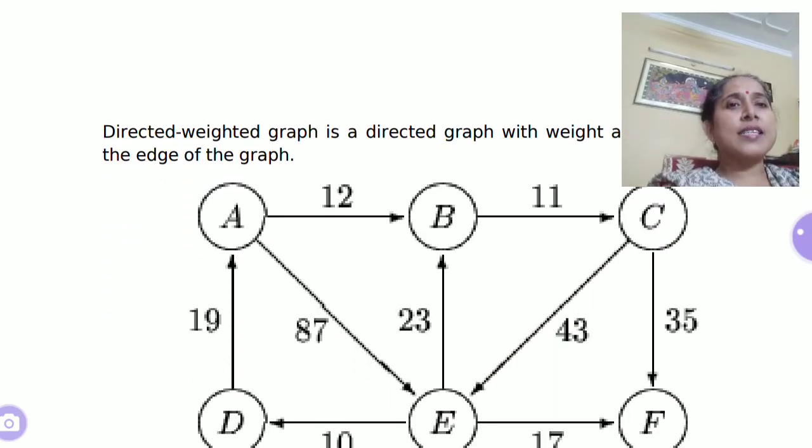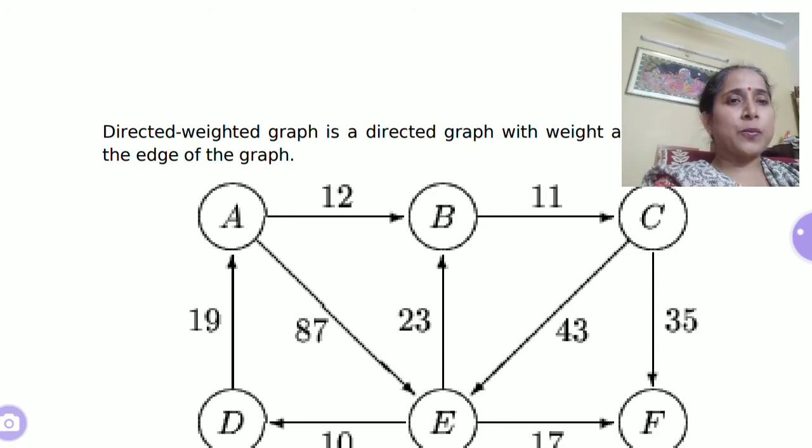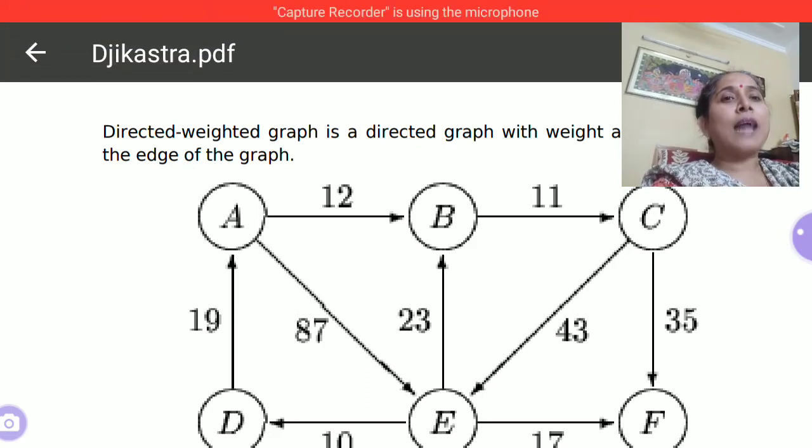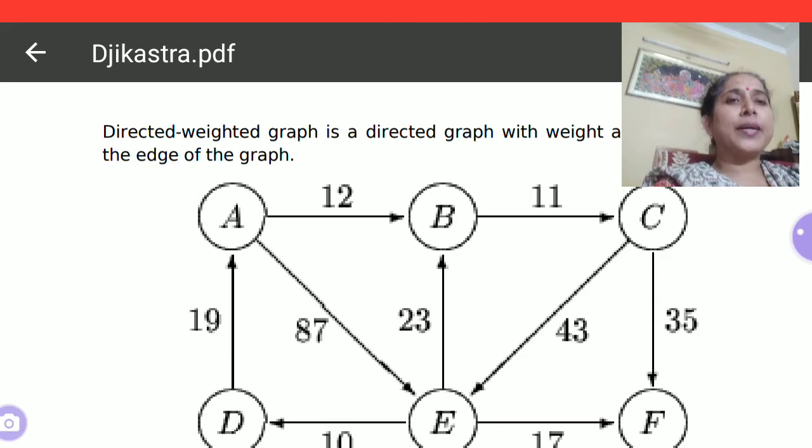Now in this directed weighted graph, you can see the vertices. There are 6 vertices on your screen: A, B, C, D, E, and F. And the numbers that are mentioned on the arrows, these arrowheads are the directions which tell you about the adjacency of a given vertex, from and to.